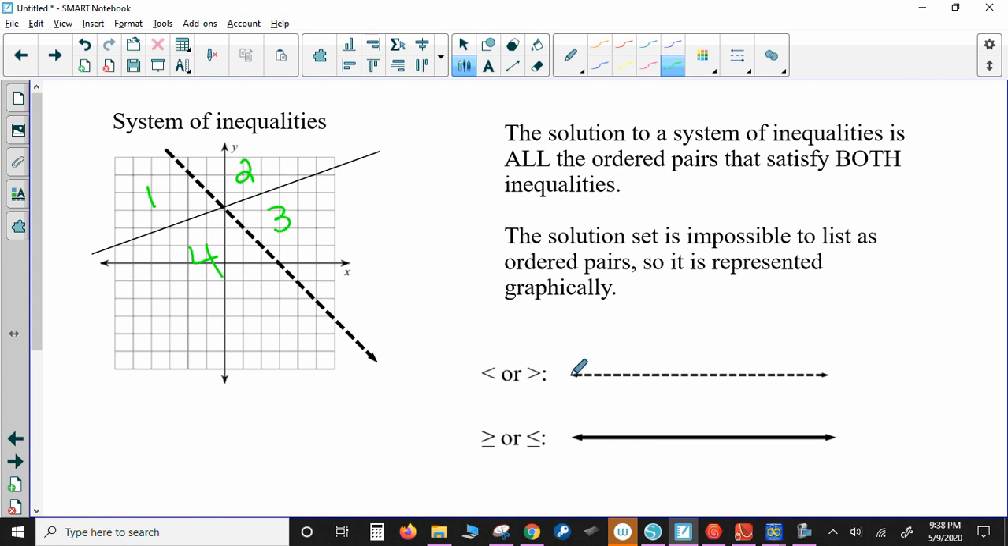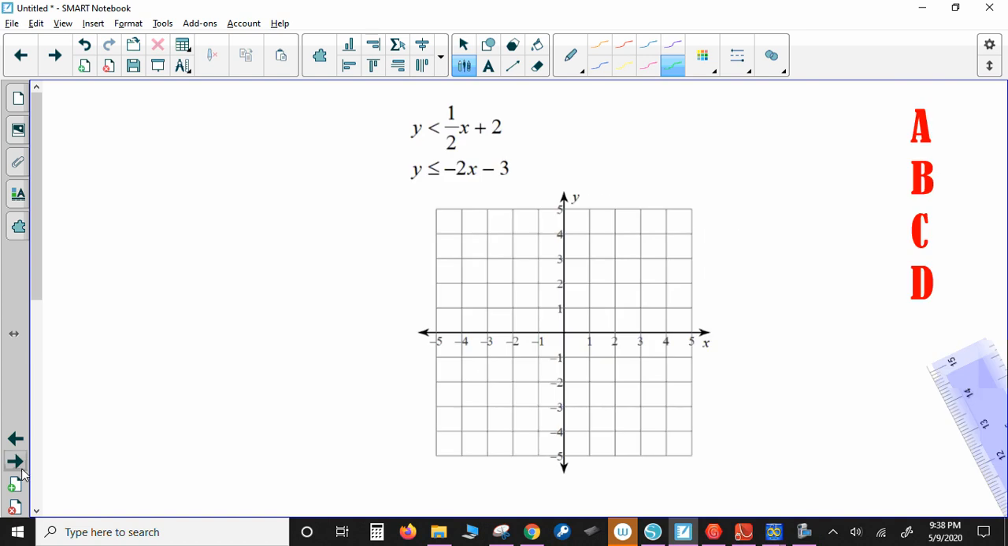Quick reminder, if our inequality uses less than or greater than, we're going to use a dashed line, and if we have greater than or equal to or less than or equal to, our line is going to be solid. So let's go ahead and get started with our two inequalities. I'm going to show you at the end how you're going to do this on your Blackboard quiz. So let's go ahead and get started.